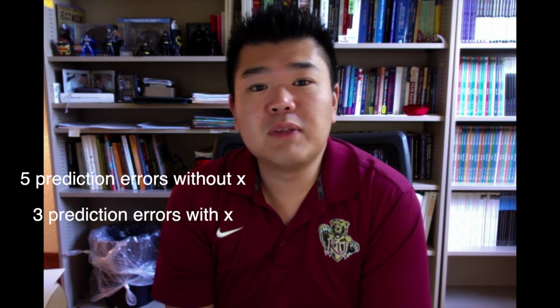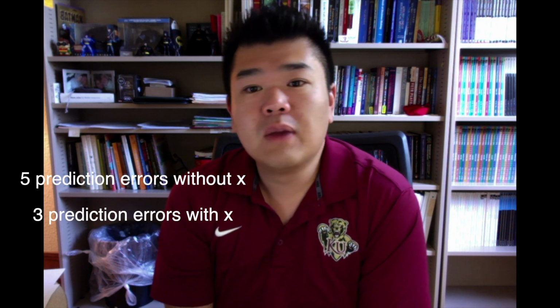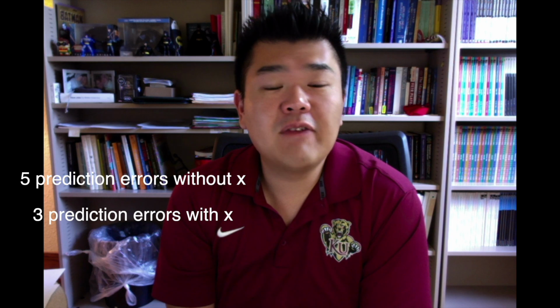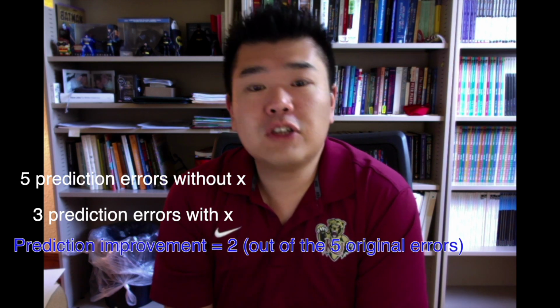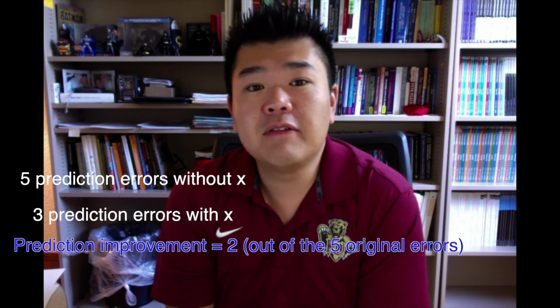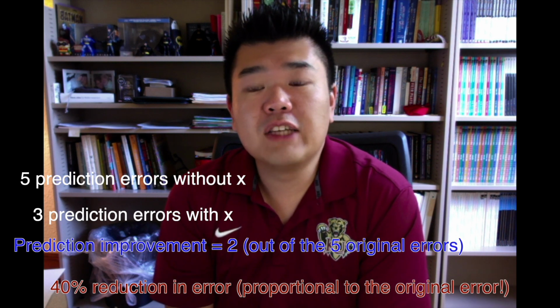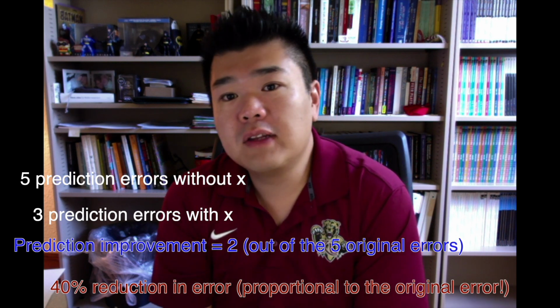That is, if I make, let's say, 5 prediction mistakes when I don't know x, but only 3 prediction mistakes when I do know x, in this case, I've improved my predictions by 2, right? 2 out of 5, or 40%. So in this case, if my predictions improve, I can assess the degree of the relationship by that prediction improvement.